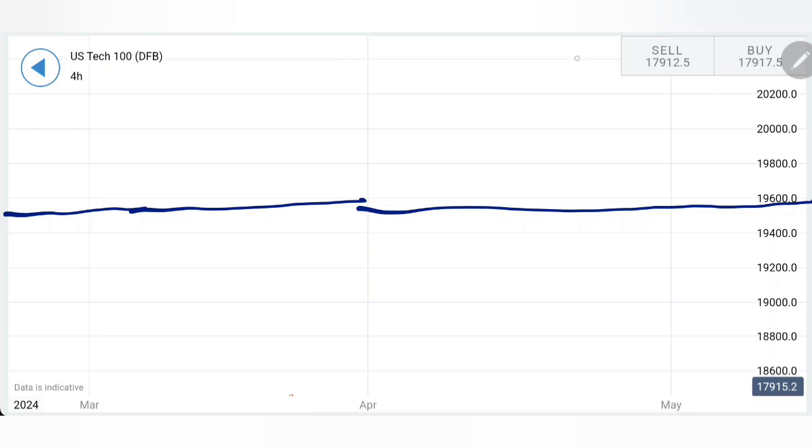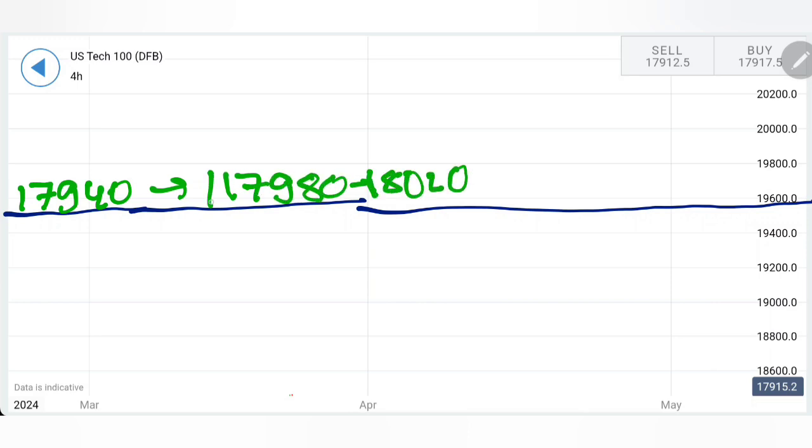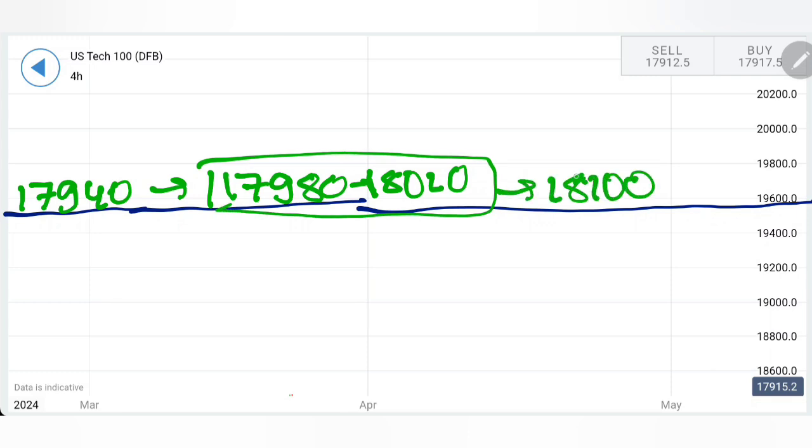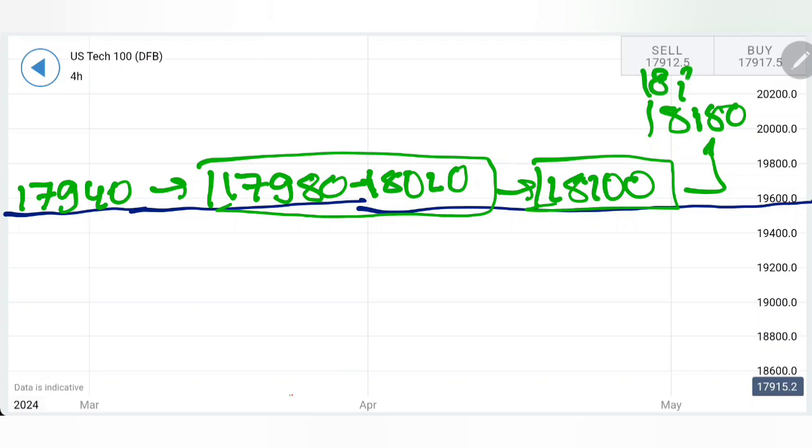Now, coming to the levels to buy. First, let's talk about the levels. I will recommend a buy here at 17,940, but then 17,980 and 18,020 is the first resistance here, and then 18,100. Now, if it breaks beyond 18,100, chances will be high for Tech 100 to move towards 18,180, 18,200 levels. But I think again, the resistance is going to be stronger.